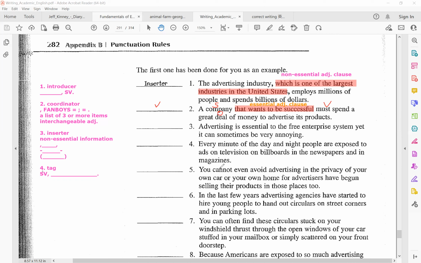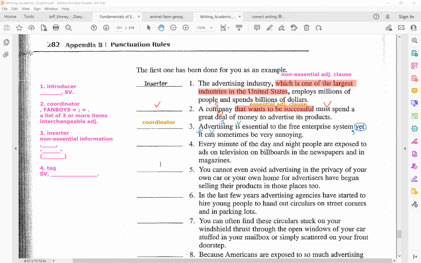Number 3, advertising is essential to the free enterprise system. So far I have a complete sentence. Advertising is. And then I have it can be very annoying. In between, I have yet, which is a fanboys. And as we know, we need comma fanboys to separate 2 complete sentences. And this is our coordinator comma.